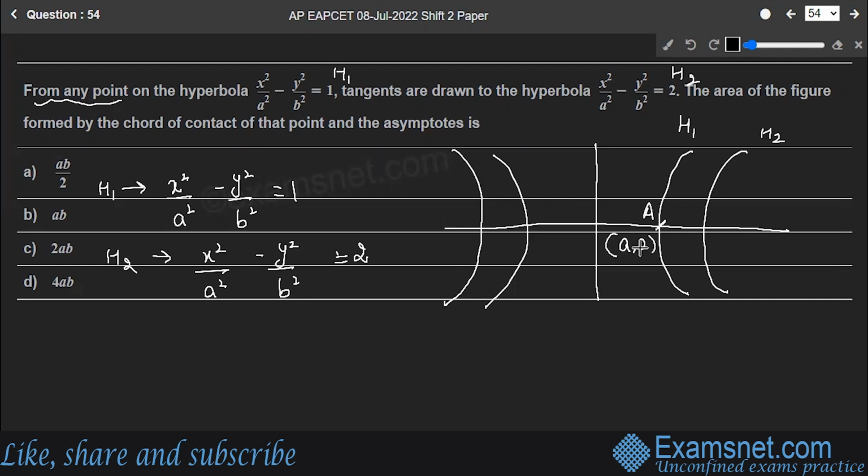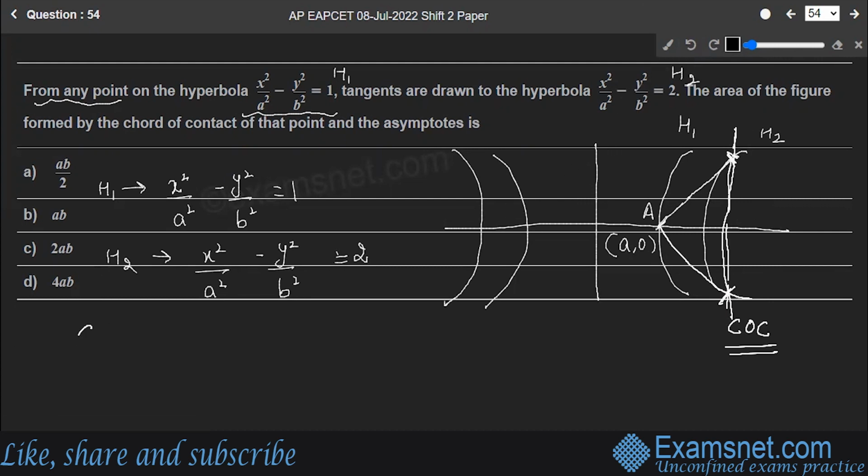So the coordinates of A will be given by, because this is the equation of the hyperbola, A comma 0. You have to draw two tangents from this point on the second hyperbola. Let's draw it. So this is your chord of contact. These are the two points of contact, this and this. So this line is the chord of contact. Hope you are clear with the figure.